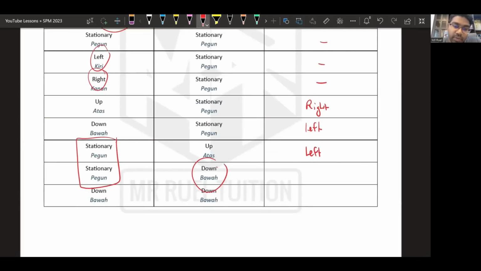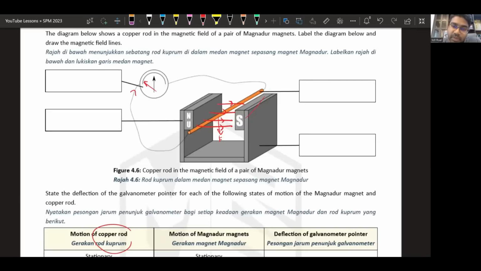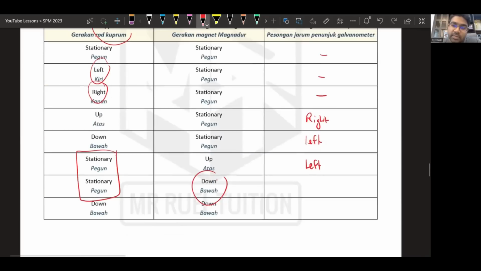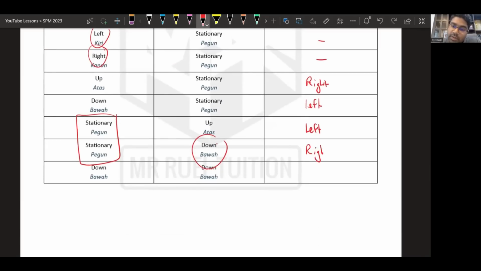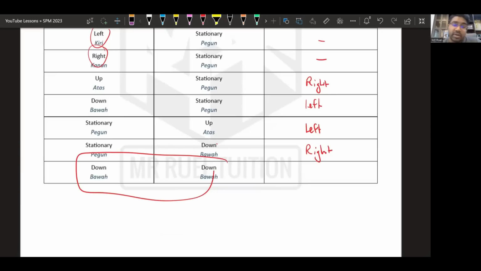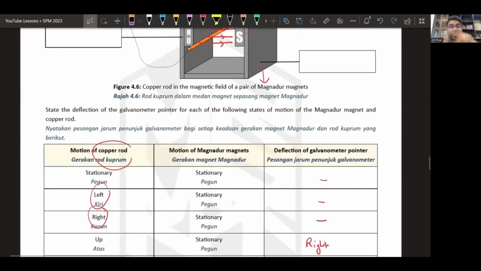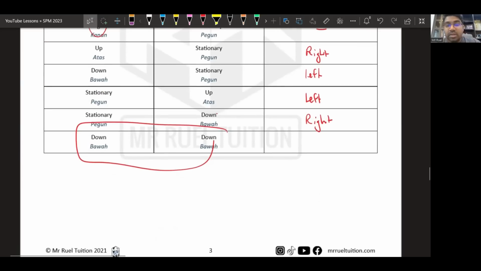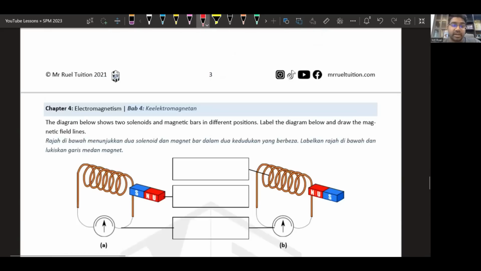If you move the magnet down, then it is as if you're applying an upward force on the rod, and so this one will be right again. What if you move both together in the same direction at the same speed? Relative motion will be 0, right? Because there is no relative motion. They are not moving relative to one another, even though both are moving. So no deflection again. Okay, so this is electromagnetic induction.